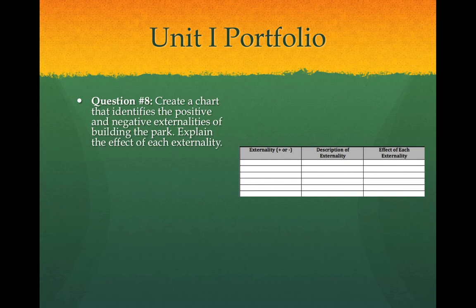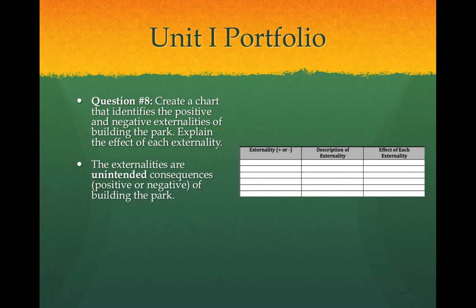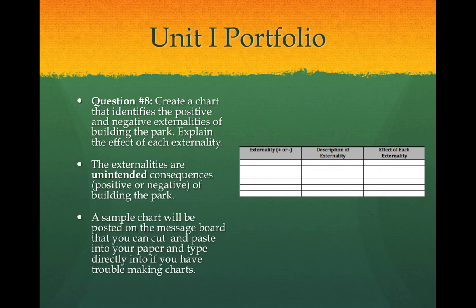Question number 8. Create a chart that identifies the positive and negative externalities of building the park. Explain the effect of each externality. The externalities are unintended consequences, positive or negative, of building the park. Hence the term externalities. They are external to the intent of the transaction. A sample chart will be posted on the message board that you can cut and paste into your paper and type directly into if you have trouble making charts.